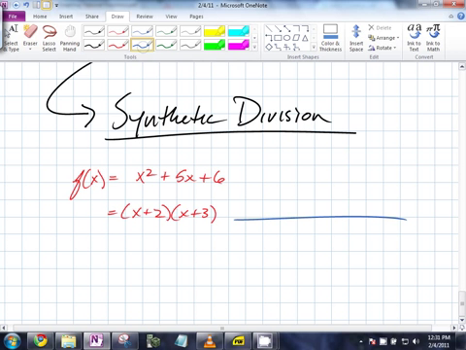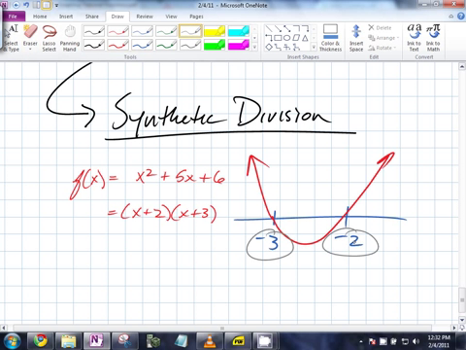The numbers -3 and -2 are called what of the original polynomial? They are zeros. They are x values, but they are zeros. What are these called, x plus 2 and x plus 3? What are those called of the original polynomial? They are factors. Do you notice a correlation between the zeros and the factors?